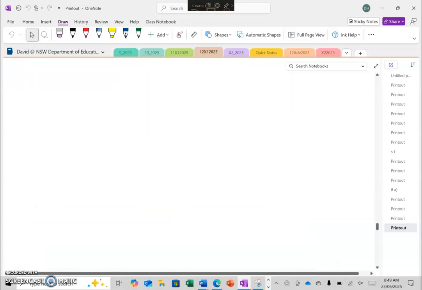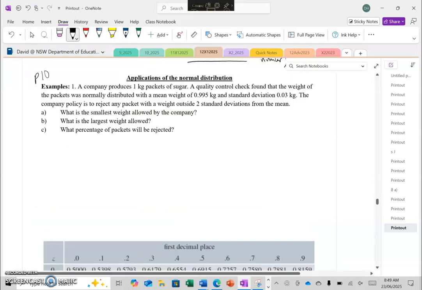Okay, so on page 10, let's read. A company produces 1 kilogram packets of sugar. A quality control check found that the weight of the packets is normally distributed, the mean, which is mu, is 0.995, the standard deviation, which is sigma, is 0.03. The company policy is to reject any packet with a weight outside 2 standard deviations from the mean.